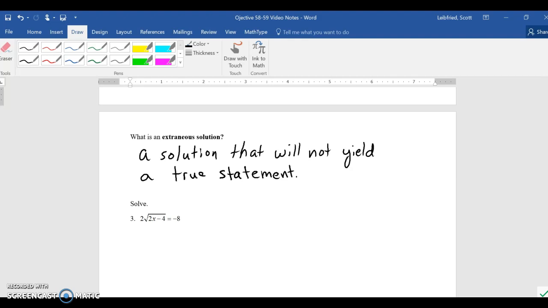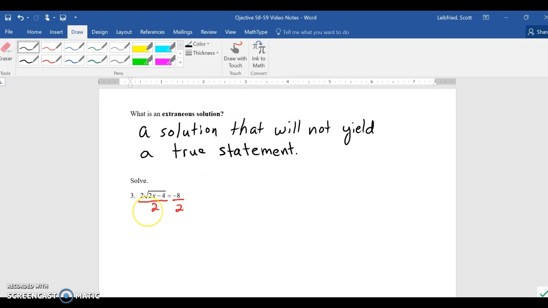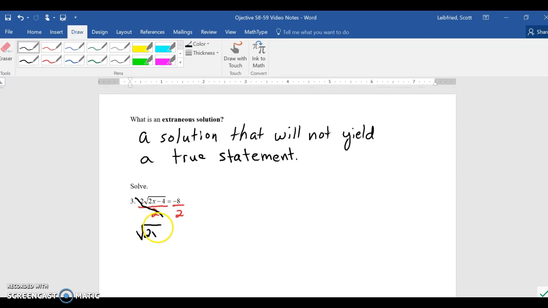Number 3, let's follow our rules. Isolate the square root. Right now out in front there's a 2 times the square root. We want the square root by itself. We want nothing on that side other than the square root. To undo multiplication, the first thing we have to do is divide by 2, because we want to isolate that square root. By doing that, we cancel out the 2's. That leaves us square root of 2x minus 4 equals negative 4.